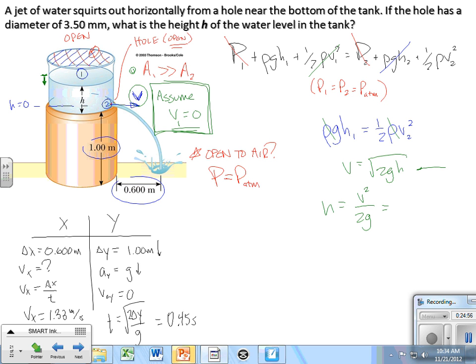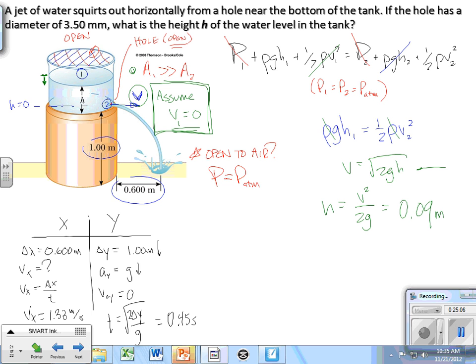What? Really? 9 centimeters? Hmm. Yeah, 9 centimeters. Seems like it should be higher than that. I guess we should try that. 1 meter up, it's going to go 60 centimeters out with a 9 centimeter high thing of water. Well, I guess this is pretty small, isn't it?